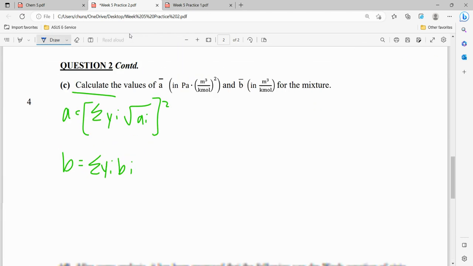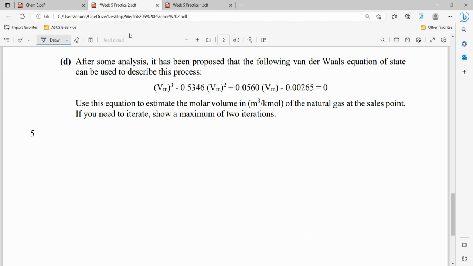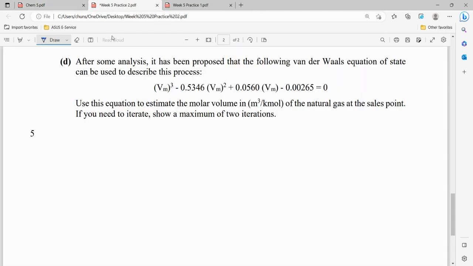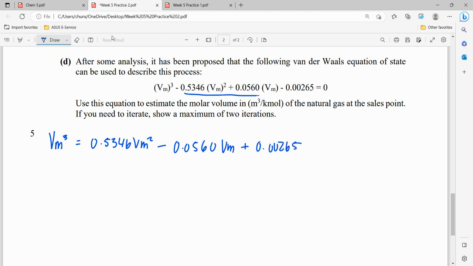deriving that specific equation. And this wants us to use 2 iterations. So we need to find an ideal gas estimate for our molar volume to start. So let's move everything else to the other side. This is Vm cubed equals positive 0.5346 Vm squared minus 0.0560, then plus 0.00265. That's if we move everything here to our right side.